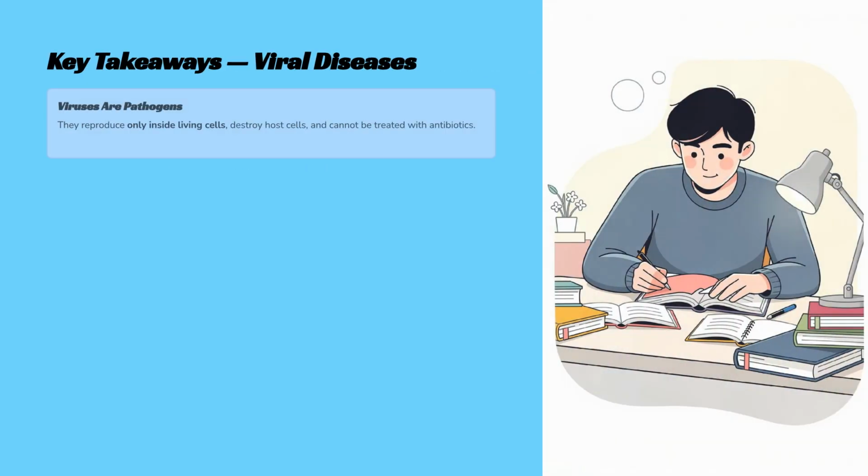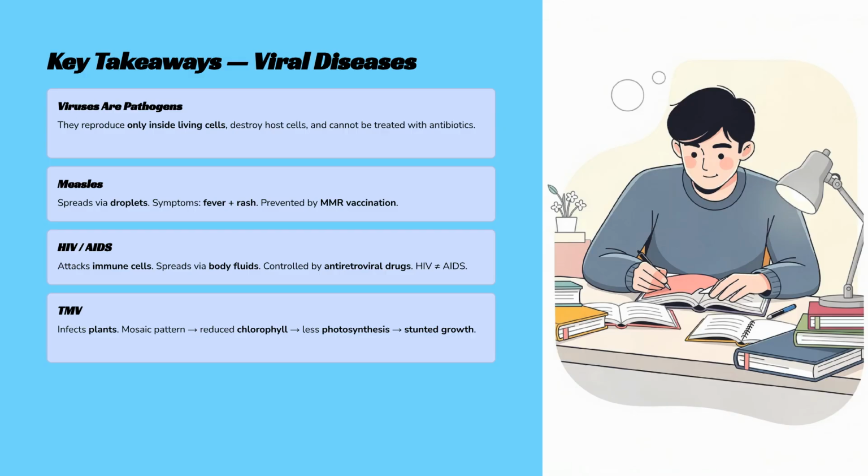To summarize, viruses are pathogens that require host cells to reproduce. Remember the specific traits of measles, HIV, and TMV, and apply this knowledge to explain their impact and control.